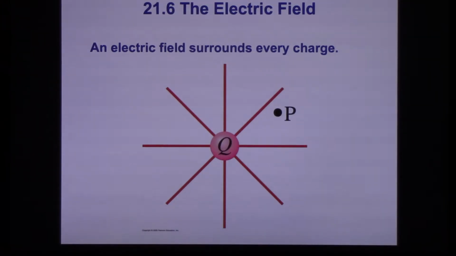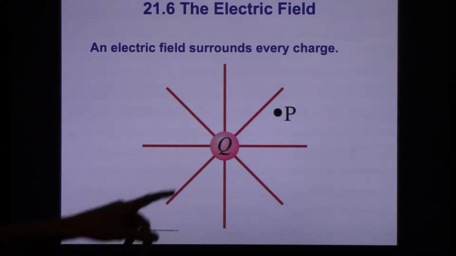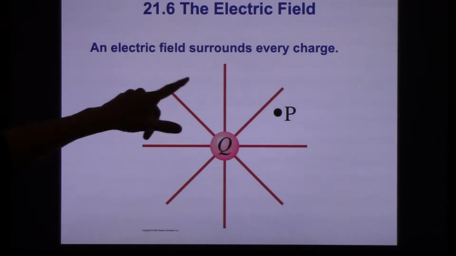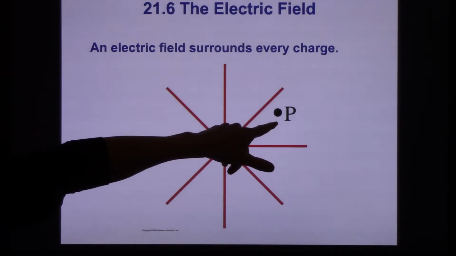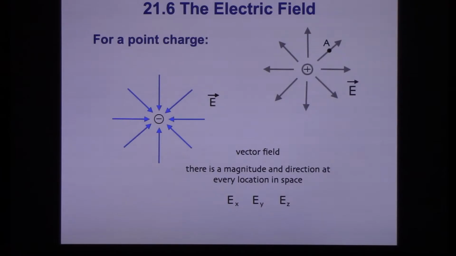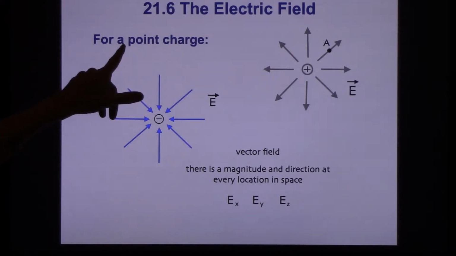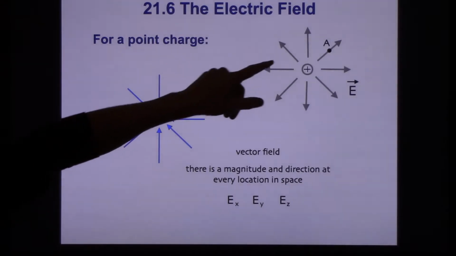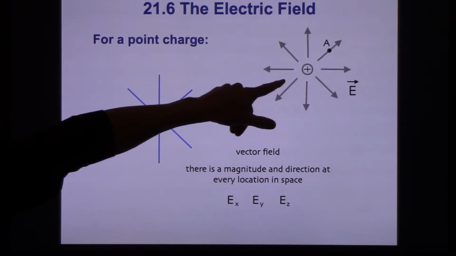Here's another attempt. I don't know if this diagram is any better. Here's a charge, and they have drawn in electric field lines. Here is a point right there, and it's saying that we can calculate what the electric field would be at that location. Okay, here's maybe a couple better diagrams. So for a point charge, for a positive charge or a negative charge, we define an electric field.